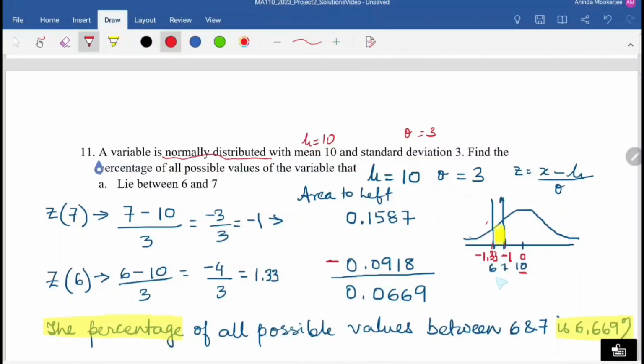Now we cannot work with 6, 7 and 10 to find the areas. We have to use our z table, and before we go to the z table, we must have our z values here. Negative 1.33 is the z value corresponding to 6. How did we find that? Using the formula. What is the formula for z? It's x minus mu over sigma.